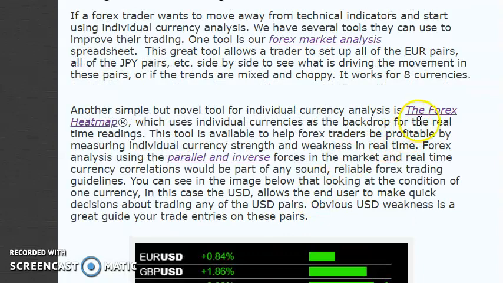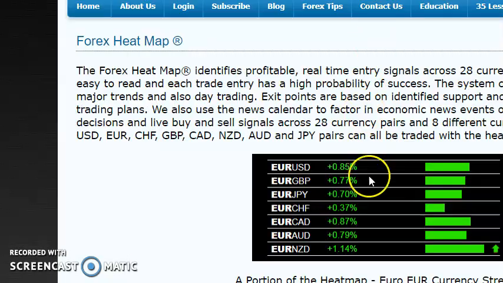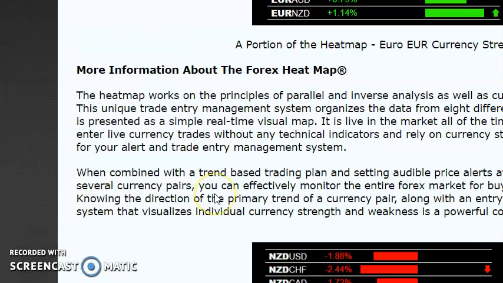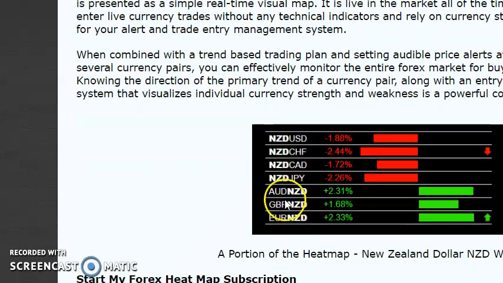If you want to learn more about the Forex heat map, you can click right there. It teaches all about this. This is an example of euro dollar strength. Here's an example of New Zealand dollar weakness, because the New Zealand dollar is the base currency and the cross currency in the New Zealand dollar group.